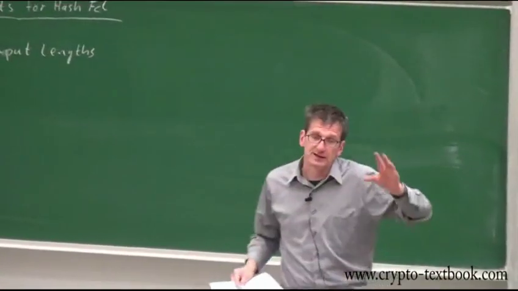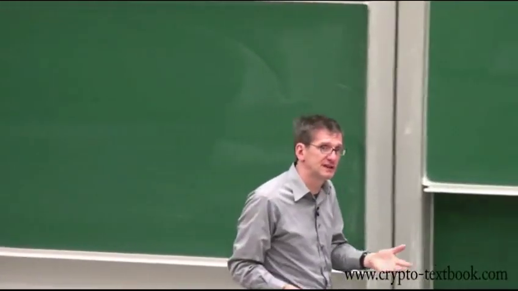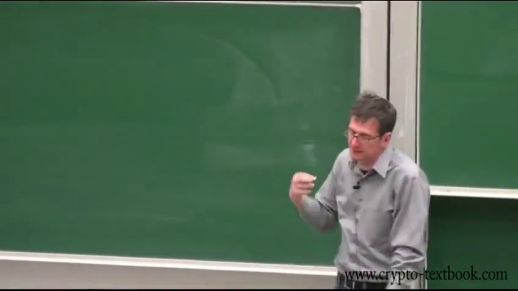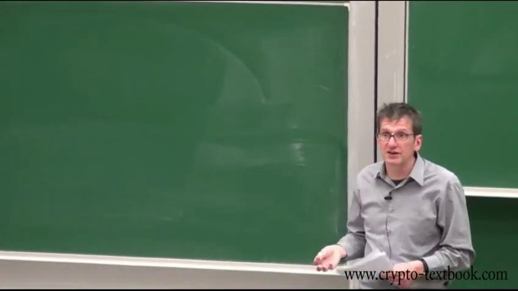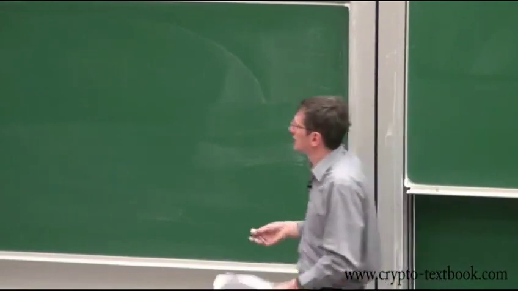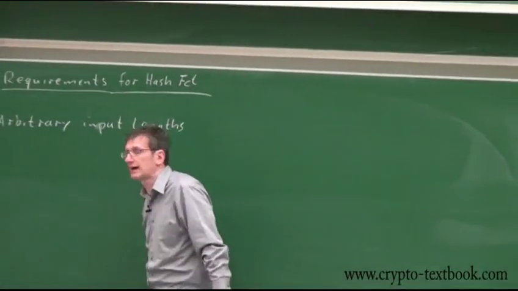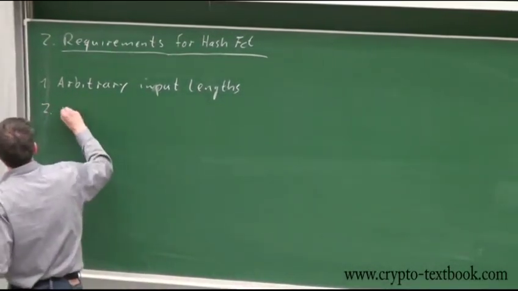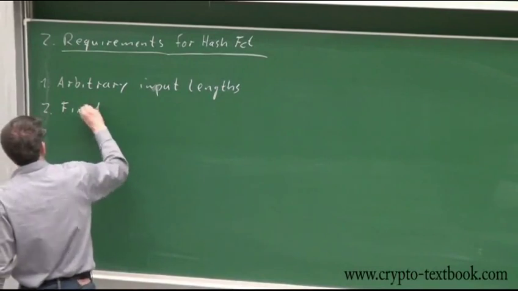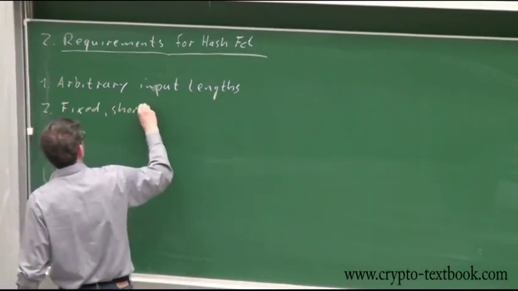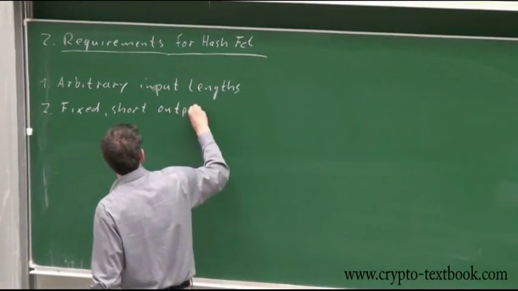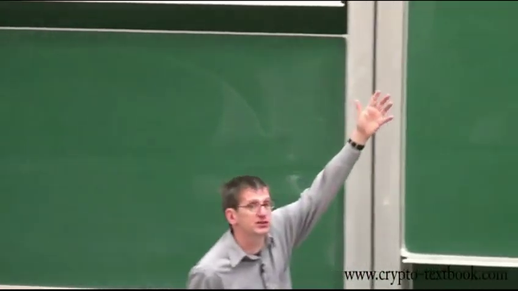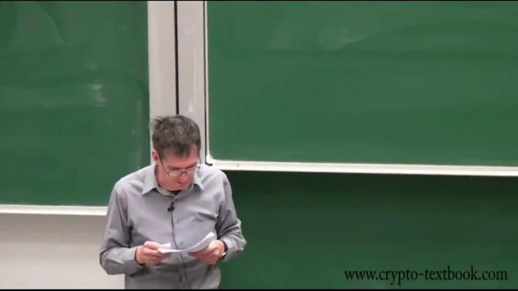That was the input. Then at the output, what we saw, the only thing that we can sign very well with standard algorithms is something like a few hundred bits, really. So what we would like to have in order to be able to always sign is a fixed, short output length. Okay. So again, look at this picture, and these are the requirements we have.